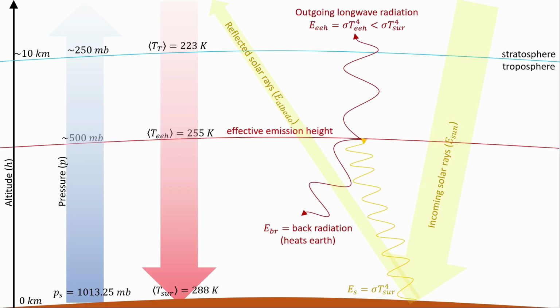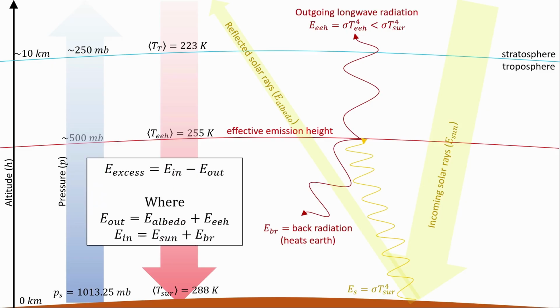So we have this EBR, which is back radiation. That's what's actually going to heat the Earth, where we see that the E excess is equal to the E in minus E out. So that's just our energy balance right there, where in this I've modeled the E out as the albedo plus the energy at the effective emission height. And the E in is the energy from the sun plus the energy of the back radiation. And so that's what's going to cause the greenhouse effect.